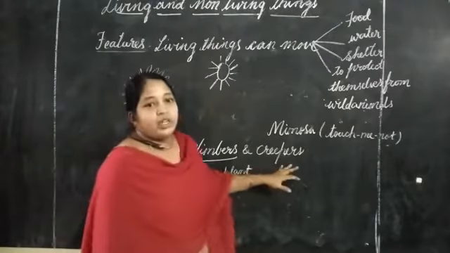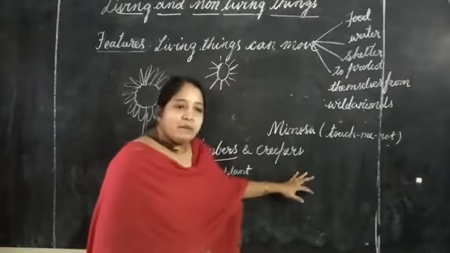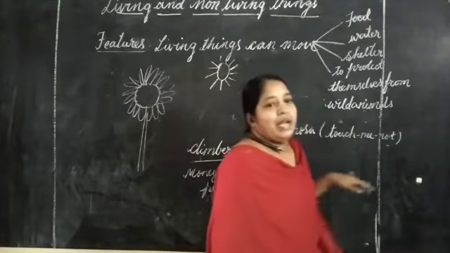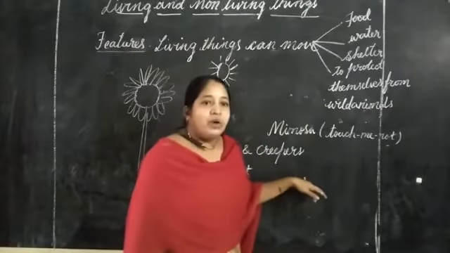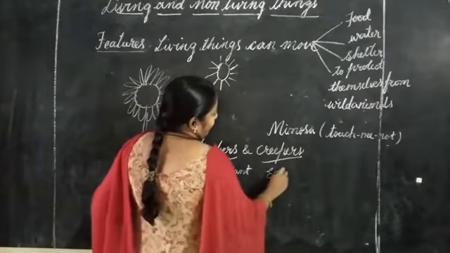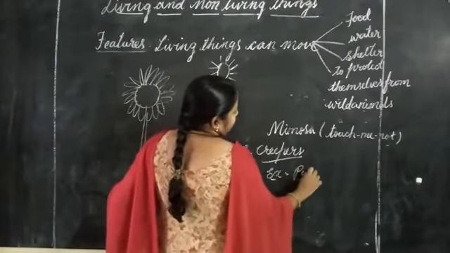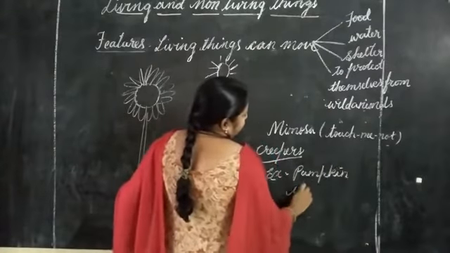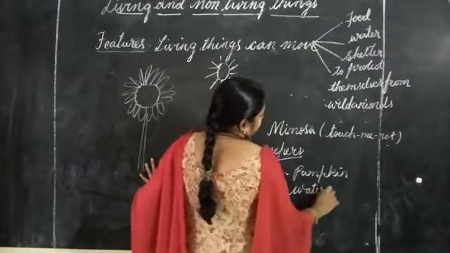And creepers. What are creepers? They are very big plants and they spread and grow along the ground. And what are the examples of creepers, children? Pumpkin, watermelon, etc.